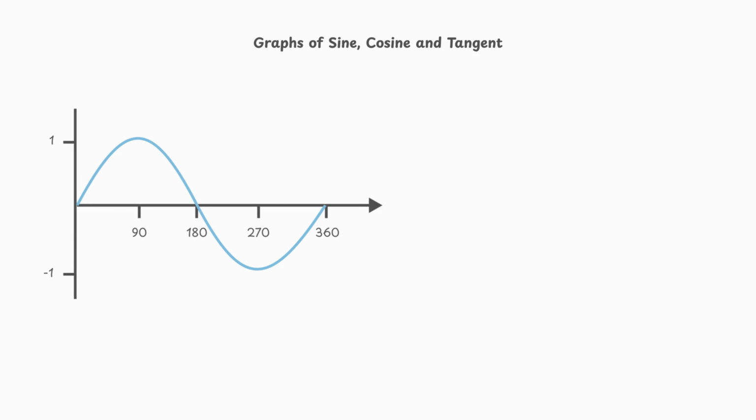The equation of this graph is y equals sine of x. Take a moment to look at how the graph begins. It starts at the point 0, 0. So when x is 0, the value of y is also 0. Now as x increases, the graph rises smoothly. It reaches a maximum value of 1. This happens at 90 degrees, so this is the highest point on the graph.